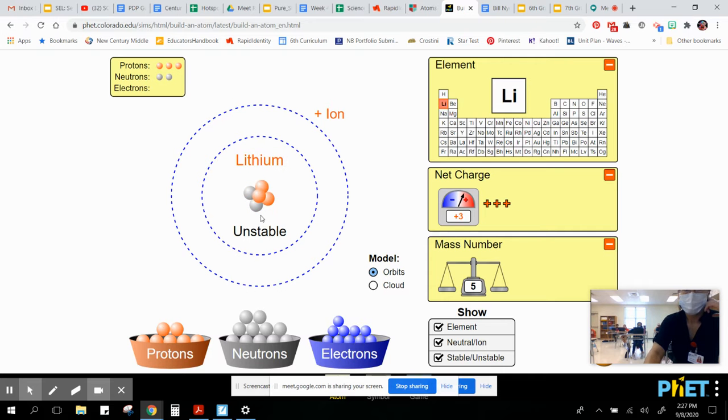Okay. Let's do 3 protons. In order for it to not be an ion anymore and to be a neutral atom, it's got to have the same number of positives as negatives. How many positives does it have? 2, because protons are positive and there are 2. So in order for it to be neutral, I have to add 2 negatives.